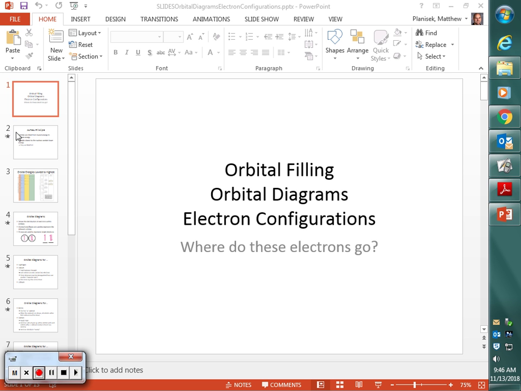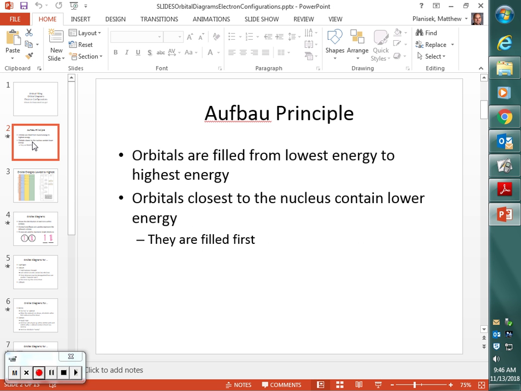So we started off yesterday talking about what we call the Aufbau principle. The Aufbau principle says that orbitals get filled from the ones that have the lowest energy to the ones that have the highest energy. Because the idea of quantization was introduced by Bohr, quantization meaning that the location of an electron relates to the amount of energy that it has, different orbitals have different amounts of energy. The ones closer to the nucleus have lower energy, so those are the ones that get filled first.